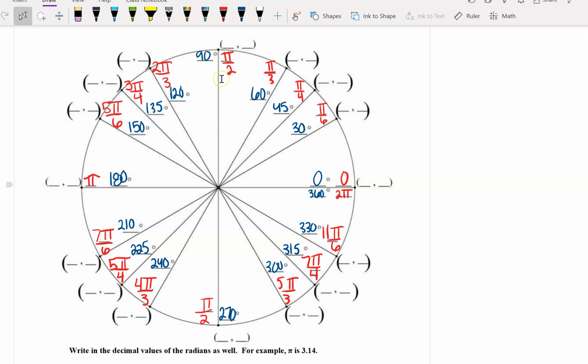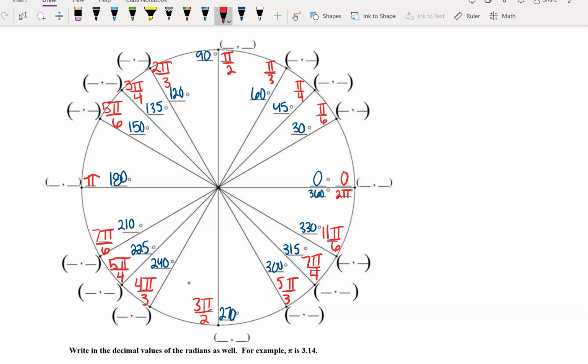But we have to count up from pi over 2. So up from pi over 2 would be 2 pi over 2, which reduces, so it's not that. Count up from there, we get 3 pi over 2. So this one will be 3 pi over 2. That is all of our angles and all of our radian measures.